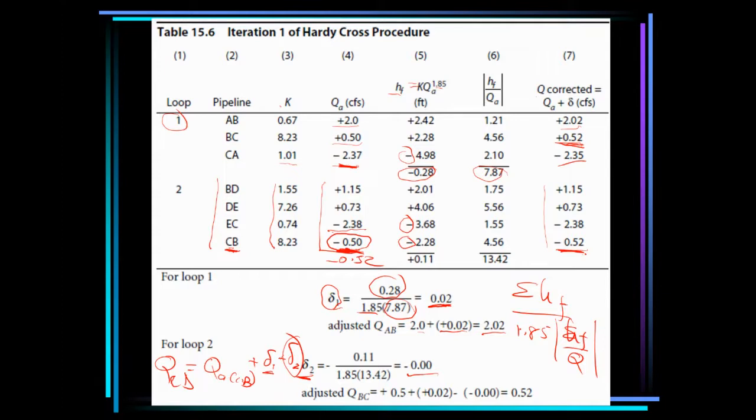Okay, but in this text, they are correcting it at the end of loop 1 and at the end of loop 2. Okay, when you have taken care of all, you now add the two corrections to the flows on the pipe. Yeah, and this is exactly adjusted for QBC. You can see delta 1, and this is delta 2. Okay.